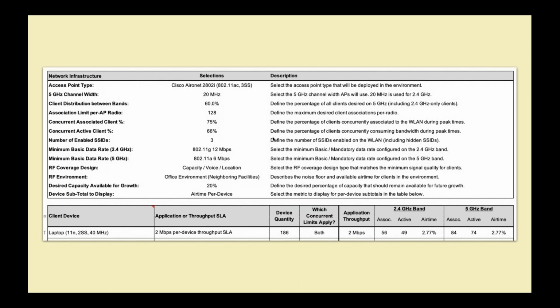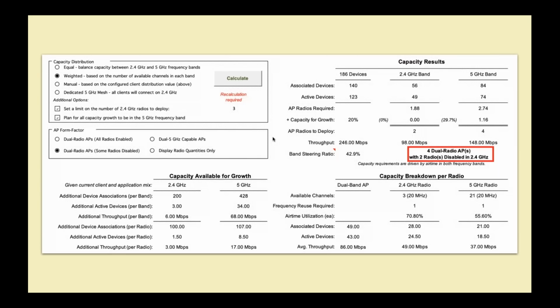Here I am putting in the AP. A lot of these are defaults that I picked. So there are 3 SSIDs. What are my basic data rates? And here I'm putting in a laptop that's an 11n laptop, 2 spatial streams, and then you can put your application or throughput SLA, and then how many devices. Earlier I said 160, but I put 186 in this example. And when you calculate it, it says 4 in the red box there: 4 dual radio APs with two radios disabled in 2.4 gigahertz.